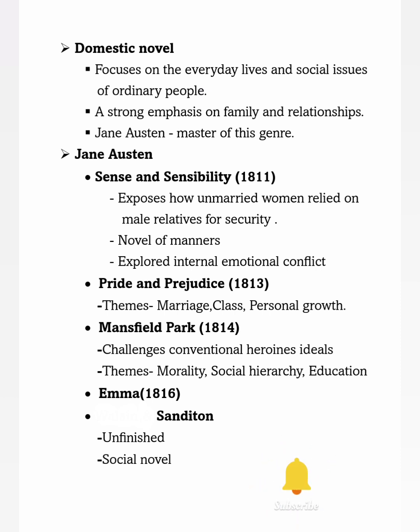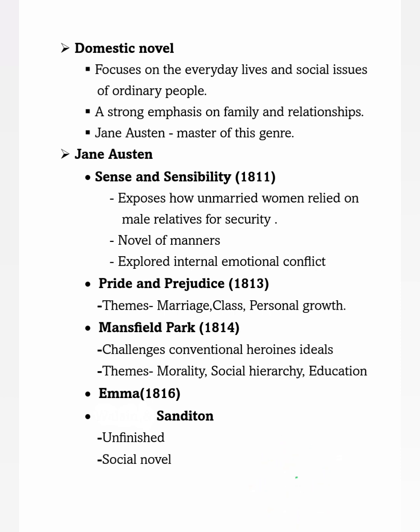Austen published First Impressions but it was rejected. Then she revised it into Pride and Prejudice. It's a masterpiece of social commentary. Then, Sense and Sensibility. She explores how unmarried women relied on male relatives for security. This novel is considered a novel of manners and also explored internal emotional conflict.